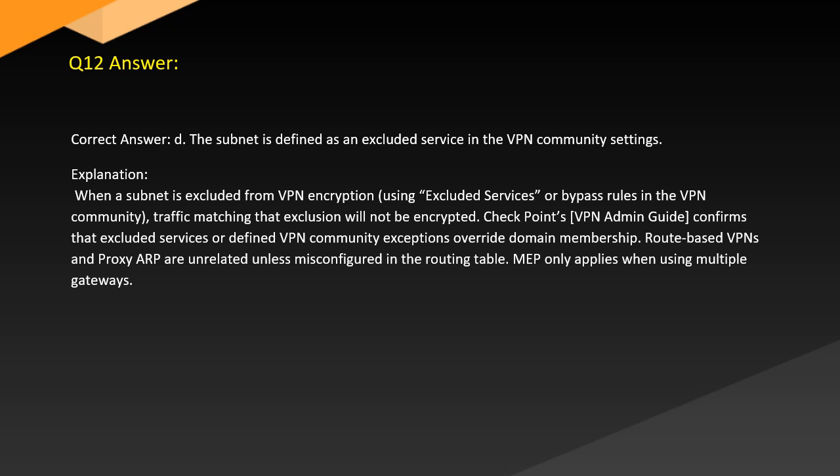Answer. Correct answer: D. The subnet is defined as an excluded service in the VPN community settings. Explanation. When a subnet is excluded from VPN encryption using excluded services or bypass rules in the VPN community, traffic matching that exclusion will not be encrypted. Check Point's VPN admin guide confirms that excluded services or defined VPN community exceptions override domain membership. Route-based VPNs and proxy ARP are unrelated unless misconfigured in the routing table. MEP only applies when using multiple gateways.